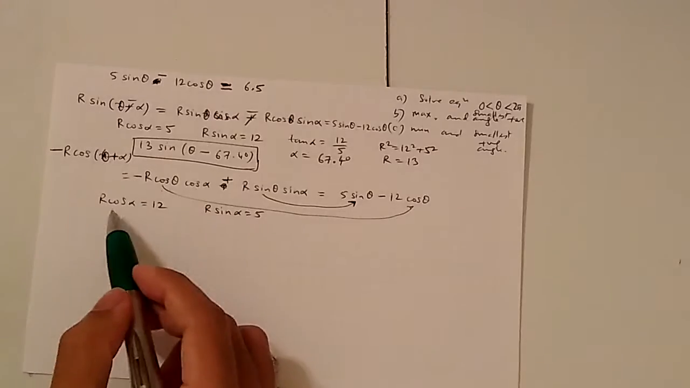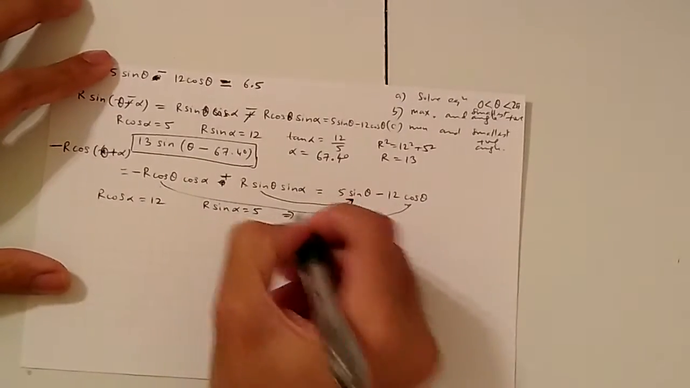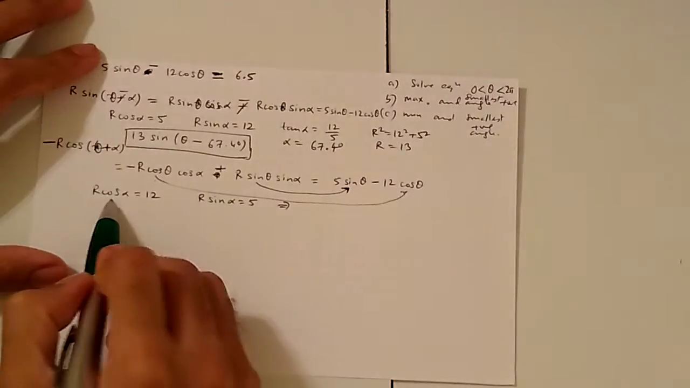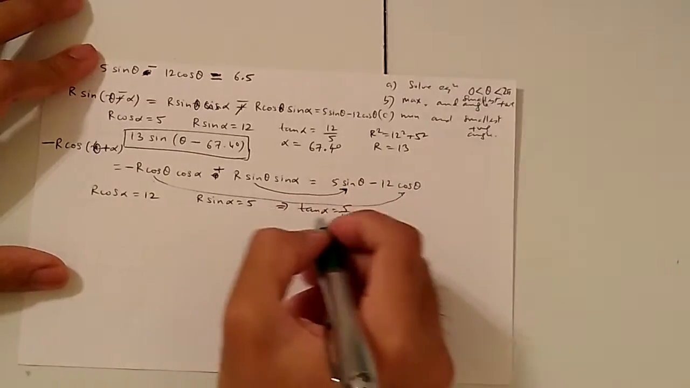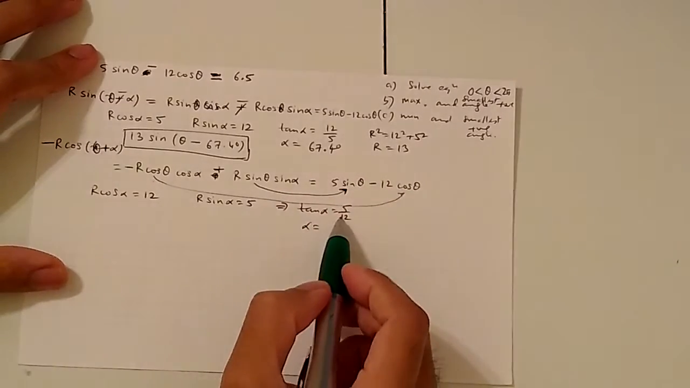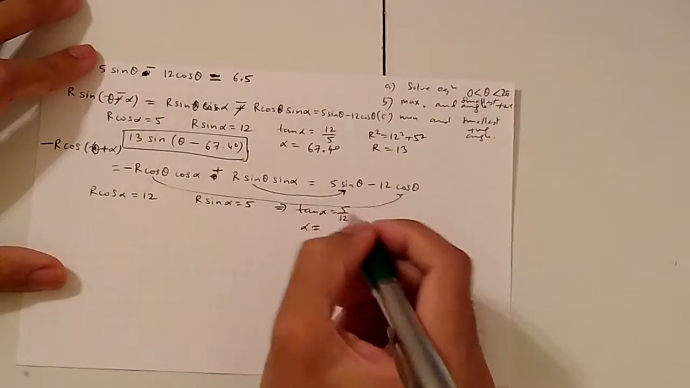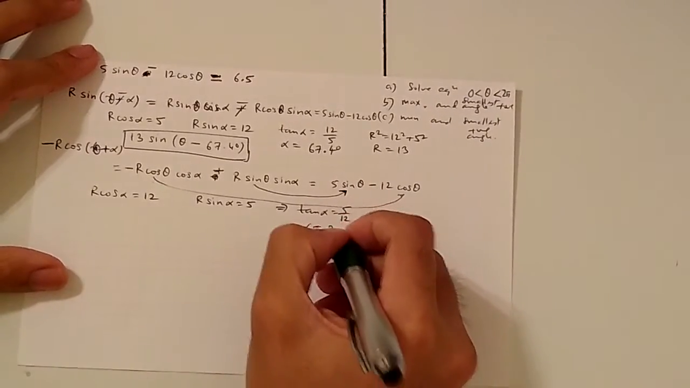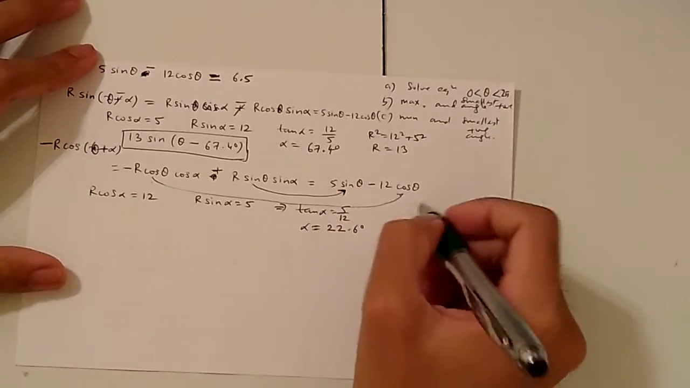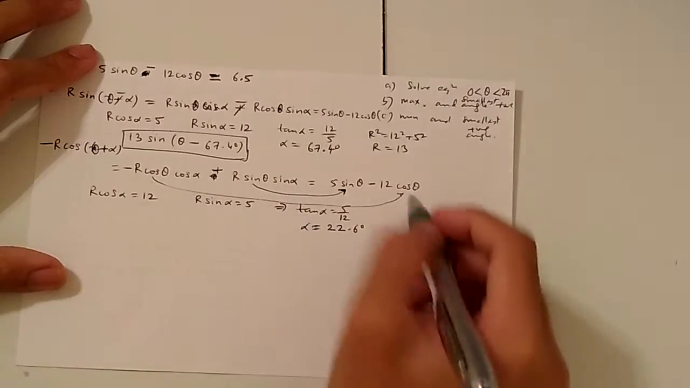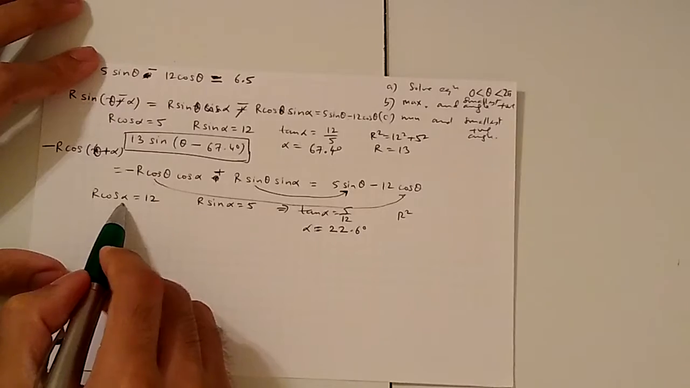So we have R cos of alpha is equal to 12, R sin of alpha is equal to 5. Let's continue. Divide this by this, you get tan alpha is equal to 5 by 12. Alpha is therefore tan inverse of this, and that is going to be equal to 22.6 degrees.